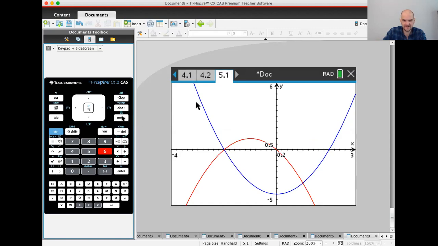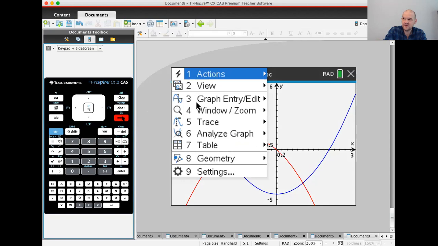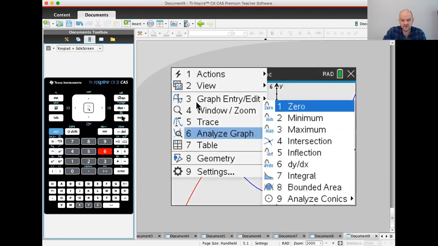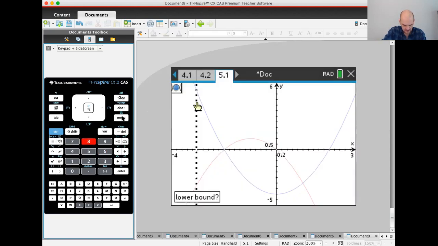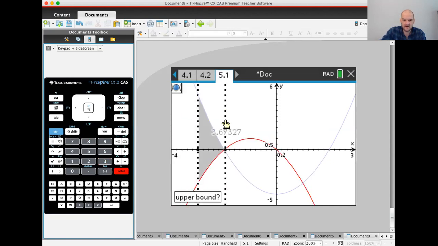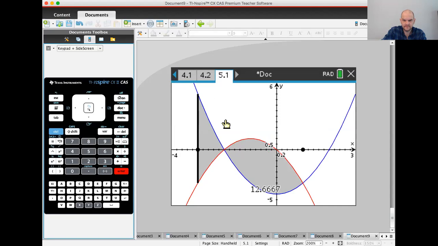All right, let's see if we can do this. So the calculator has, this is actually really interesting to me. So I'm gonna do menu 6, 8. I'm gonna go from -3 to 1. Lower bound is this, upper bound is 1. So it gave me 12 and 2/3, 12.667, right? The calculator knows to switch. It does a really good job with this. This is one thing that I'm actually very impressed with in the calculator.